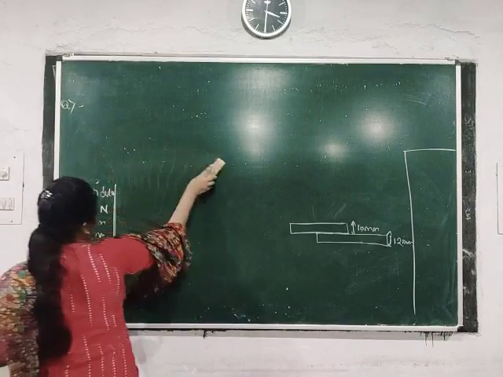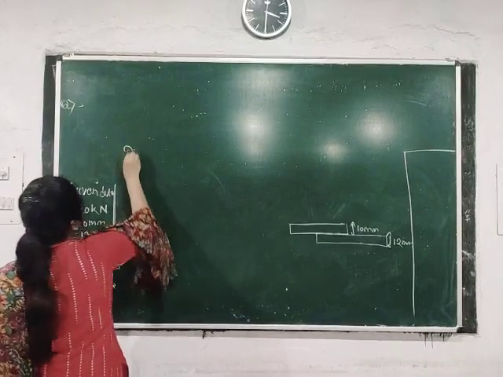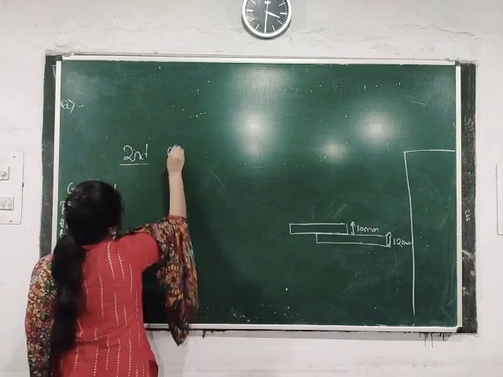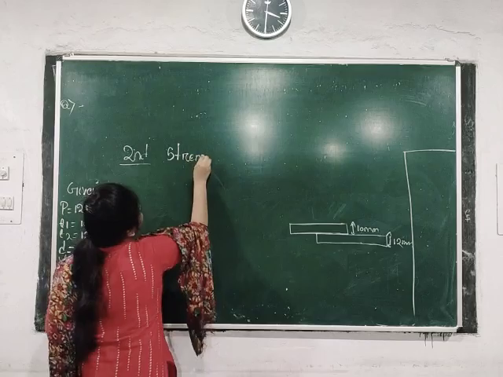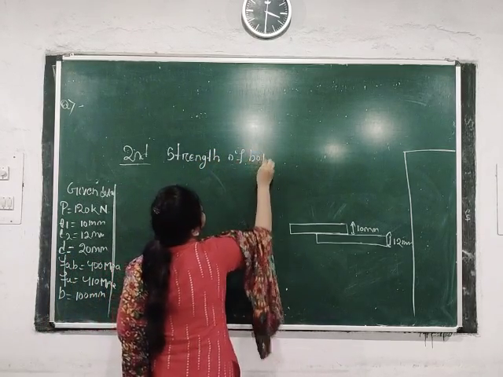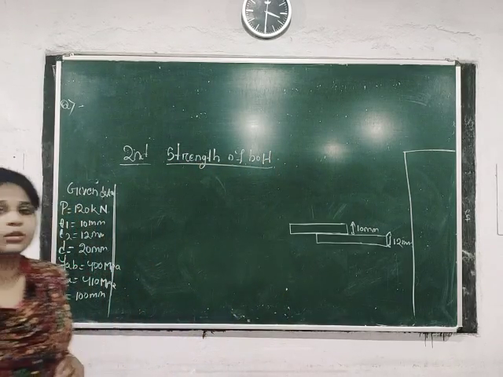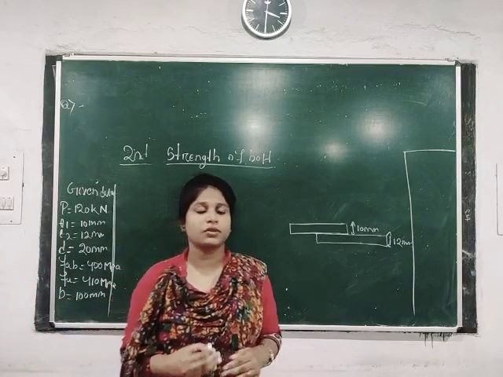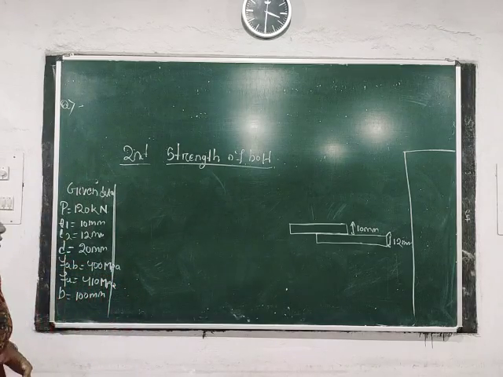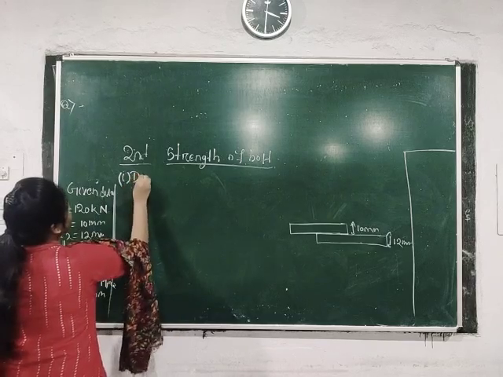Then in the second step, we will calculate the strength of bolt. To get the value of design strength of bolt, we have to calculate the shear capacity of bolt and bearing capacity of bolt. So, first calculate the design shear capacity of bolt.